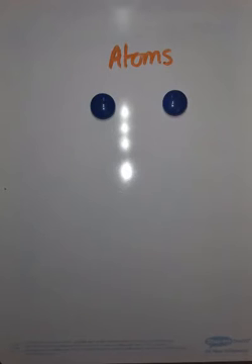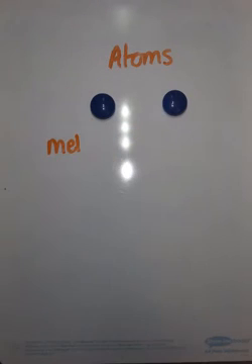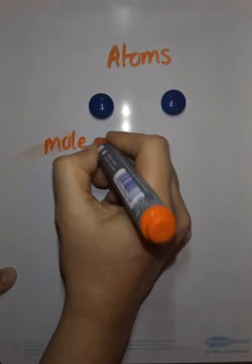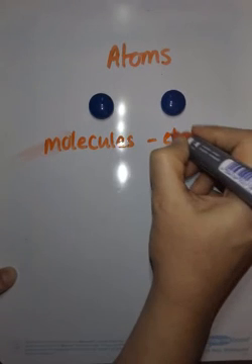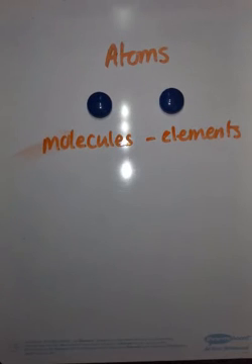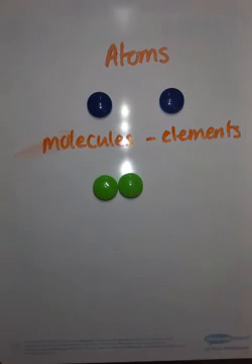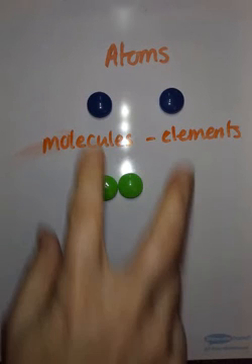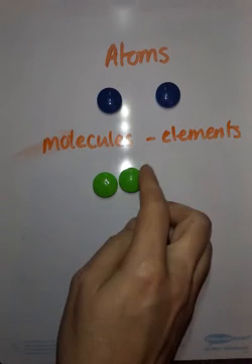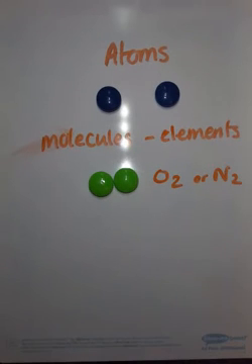We can also have molecules of elements. So if we were going to draw a molecule of an element, we would have maybe 2 things that are identical joined together. So these could be 2 atoms of an element. This could be a molecule of an element. So this could be something like O2 or N2. Okay, so that's what that would look like.